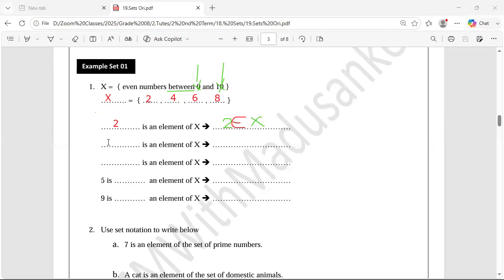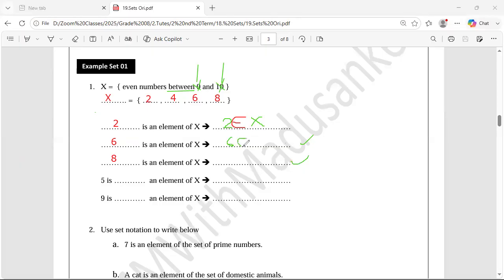Now I will ask you: here, 6 is an element of X, and 8 is an element of X. Please fill these two. Fill this one and this one. 6 is an element of X. 8 is an element of X. Fill it. I am going to write. So here you have 6.